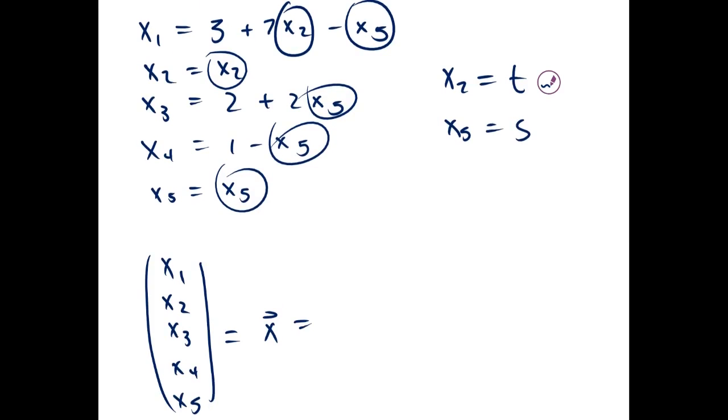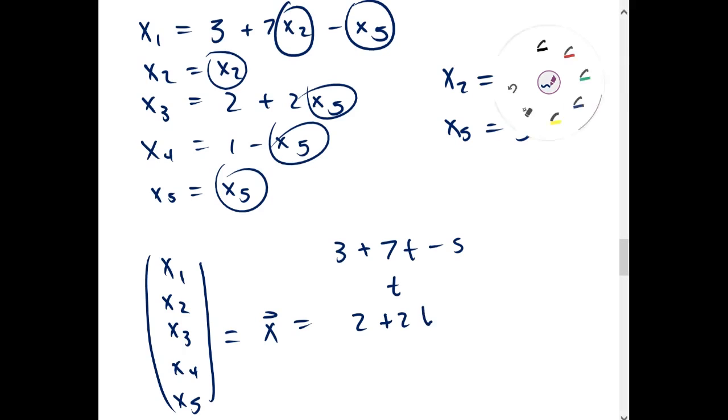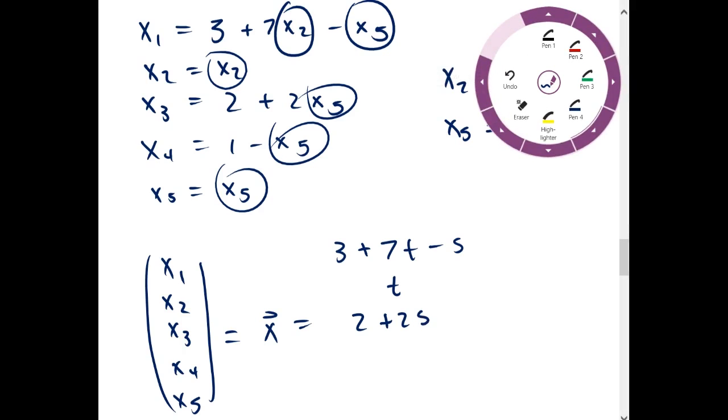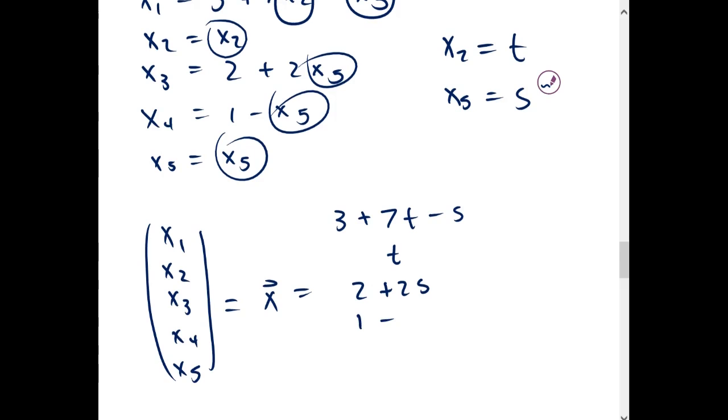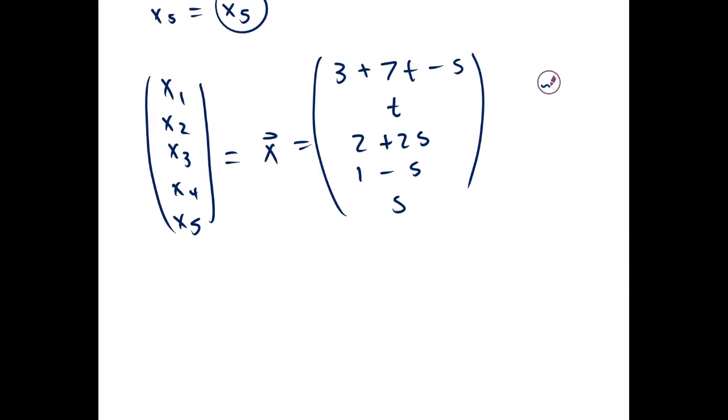equals 3 plus 7t minus s, t, 2 plus 2s, 1 minus s, and s, with t and s going from positive to negative infinity.